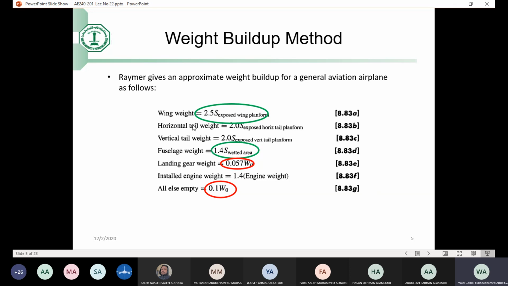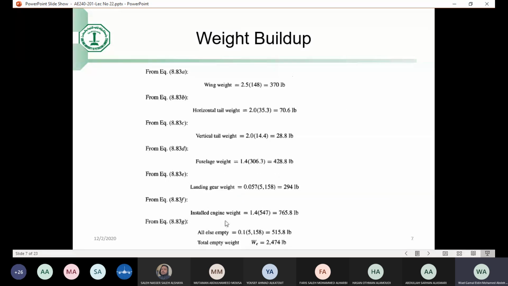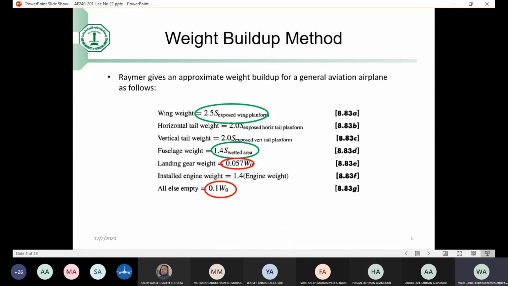So let's do them. The engine, we know the engine weight. We have selected the engine, but it says here multiplied by 1.4 because the engine needs supports, needs gearbox, needs oil. So we need to add a little bit for that. So for the engine, 1.4 times the engine weight from the manufacturer, that's the total weight of the engine. But for the landing gear and the all else empty, they depend on the total weight of the aircraft. But remember, I am doing this in order to add them and get the total weight of the aircraft. So I have a dilemma here. How do I calculate the landing gear weight and the all else empty if I haven't calculated the total weight of the aircraft?